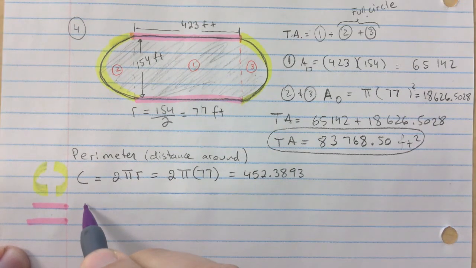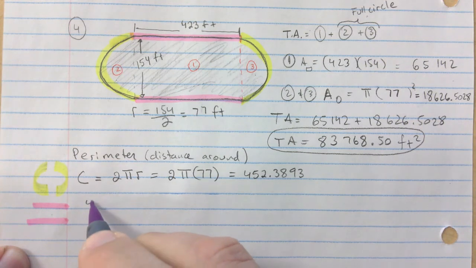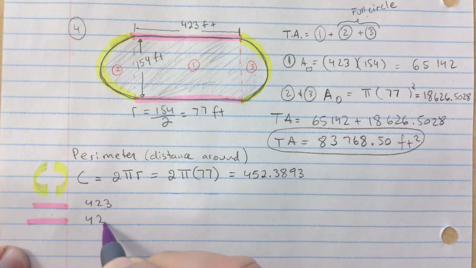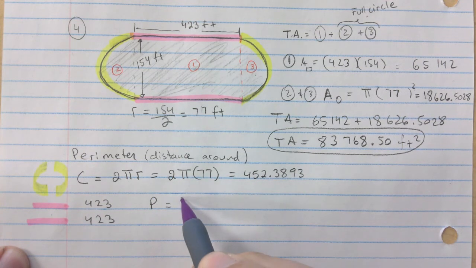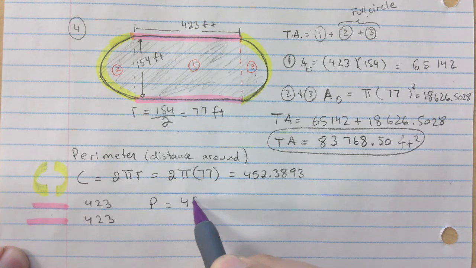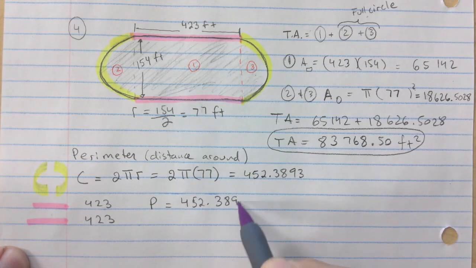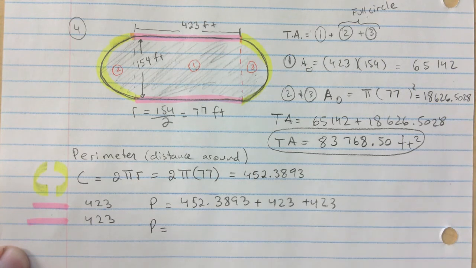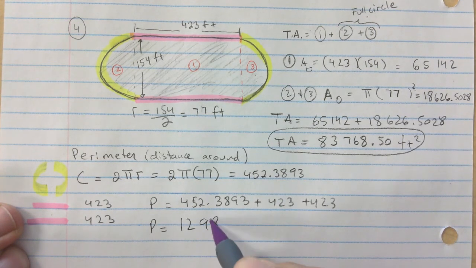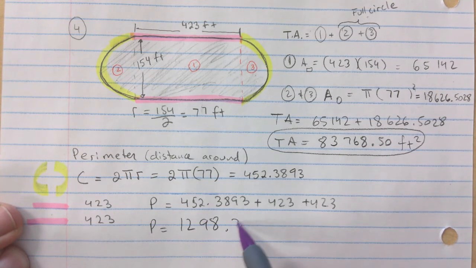That'd be 423 plus 423. Right? So the perimeter would be essentially 452.3893 plus 423 plus 423, or 2 times 423. And watch your units. This is just distance around, so it's just feet.